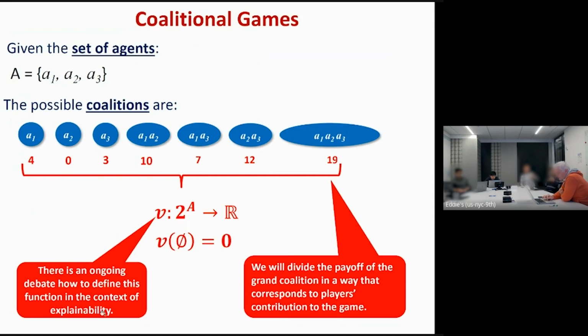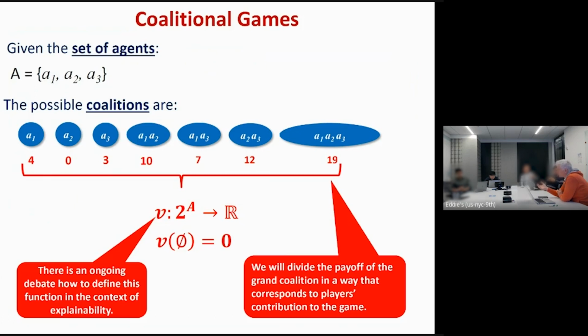On the explainability side, you should think of players as being features. You have some features present in the problem, or even values of the features, and they contribute to the output, and there is just a single output.